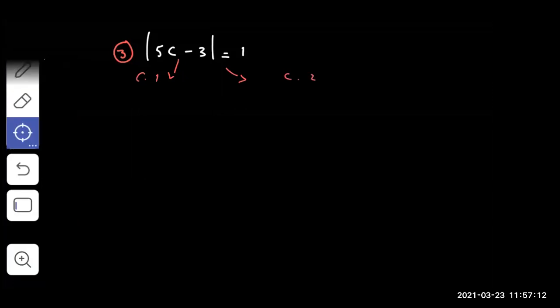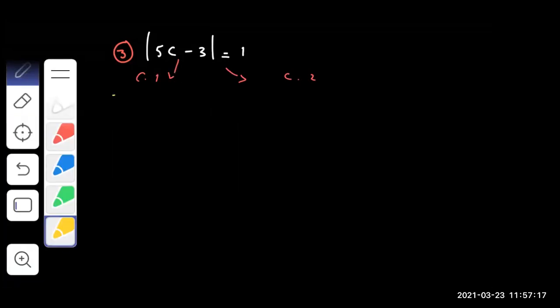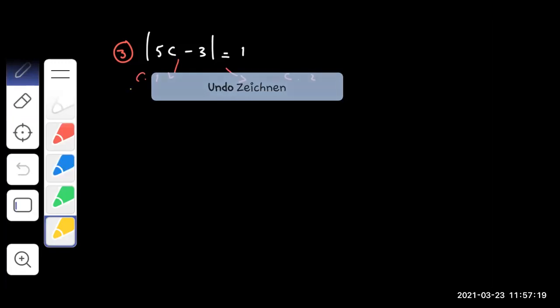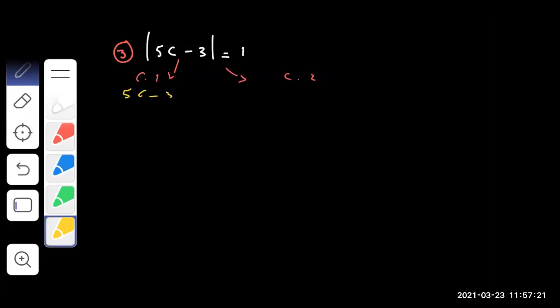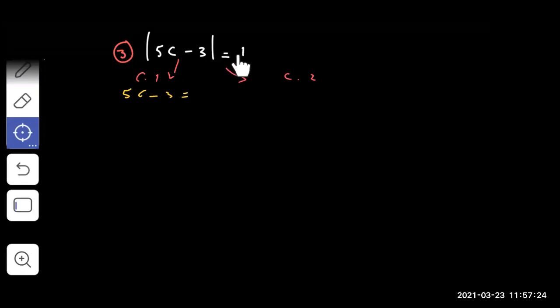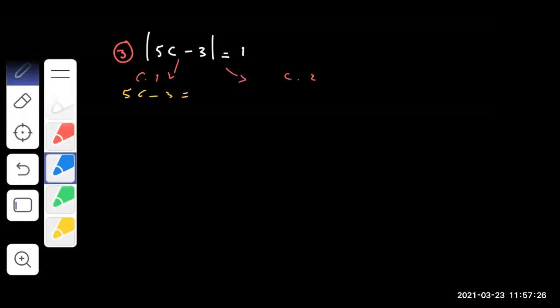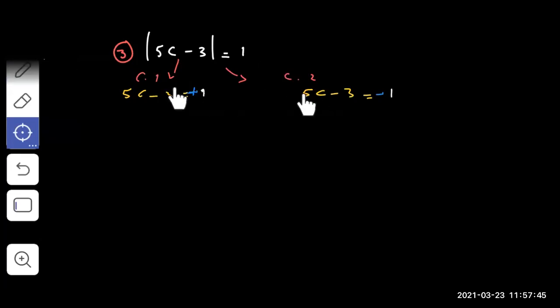And what is this about, guys? Just copy exactly what you got, 5x minus 3. Let me copy that. 5x minus 3 equals, for this positive case, 1. If you don't want to put the positive sign, it's not necessary. So +1, the positive case. And then you need to consider the second case, the same. 5x minus 3 equals the negative case. Negative what? -1, just that, guys. You only split this into two equations.